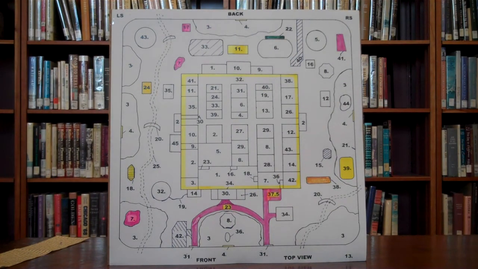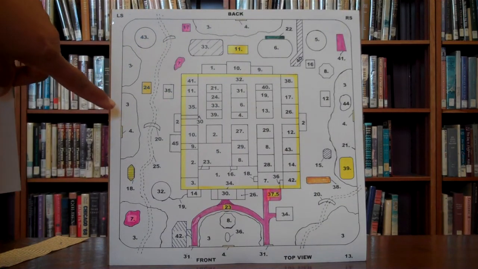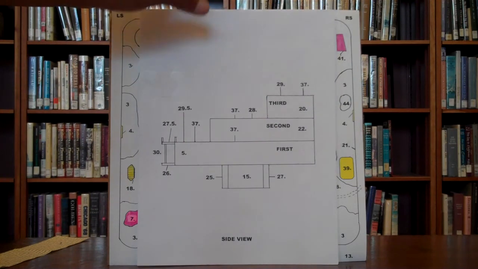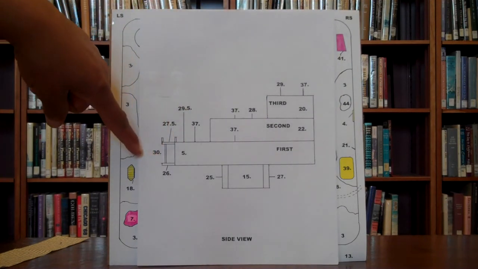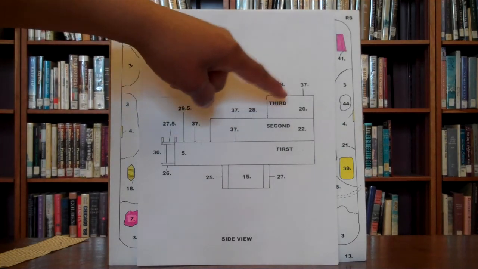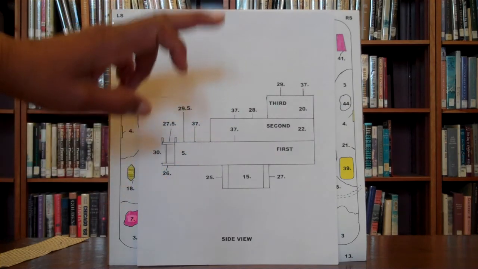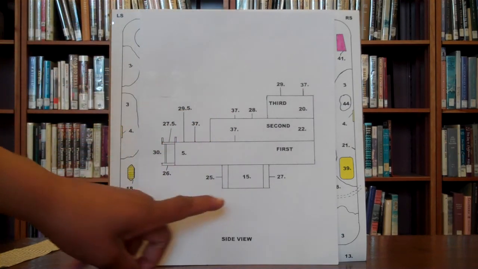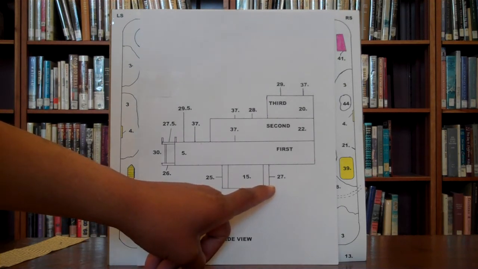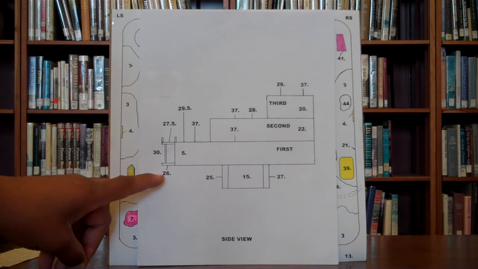And to continue, this here is a top view. This here, on the other hand, is a side view. This is the first floor. This is the second floor, and this is the third. This is the attic. This here is the loft, and this here is the first floor. This here is the basement, number 15. The secret room, number 27. The cellar, number 25. The front porch, number 26.